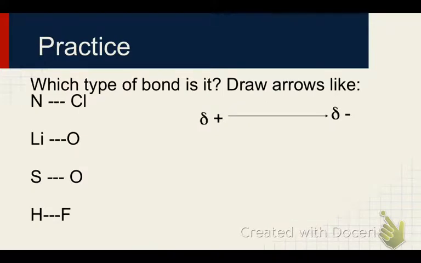Okay, so I want you to practice. It says, what type of bond is this? Draw arrows. And go ahead and pause and see how you did. So you're going to draw your arrow, and then you're going to label it sort of positive or sort of negative. Ready, set, go.